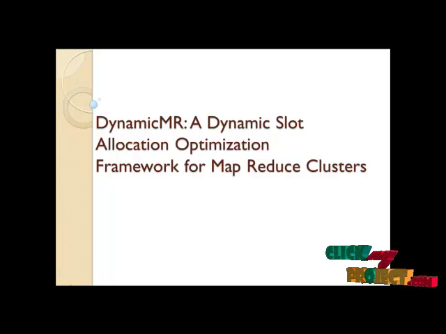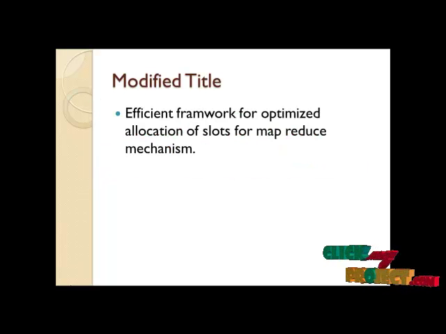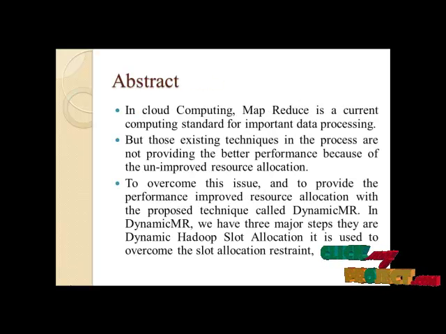This is our project title: DynamicMR, a dynamic slot allocation optimization framework for MapReduce cluster. The modified title: Efficient Framework for Optimized Allocation of Slots for MapReduce mechanism. This is the abstract of our project.